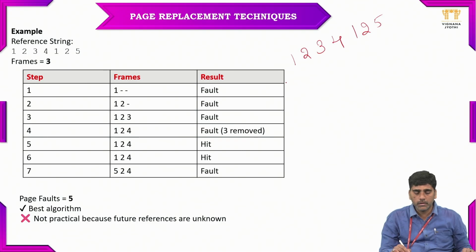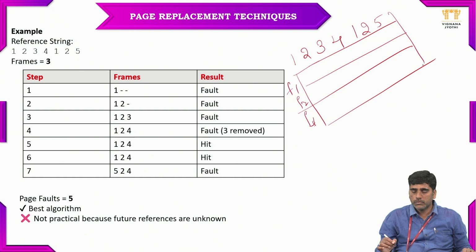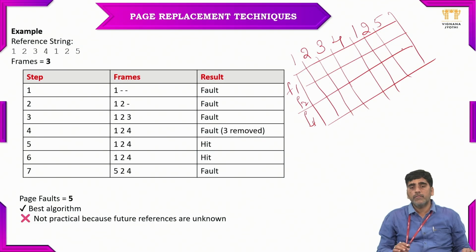So frame numbers are 3. So we can write frame numbers are frame 1, frame 2, frame 3, right? So 3 frames are available. And a page string arrived to the main memory. Now start to do the page replacement process. So initially frames are empty.